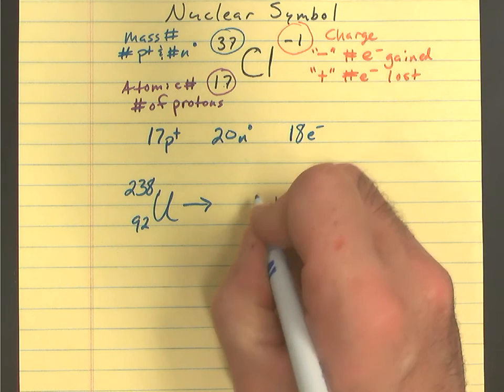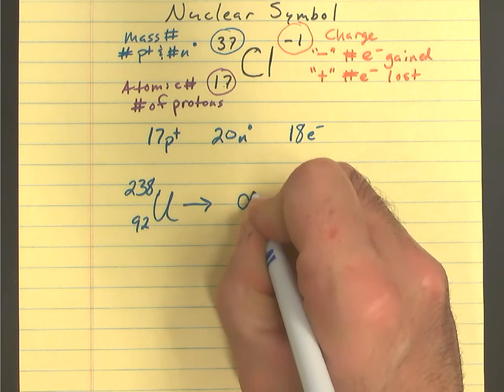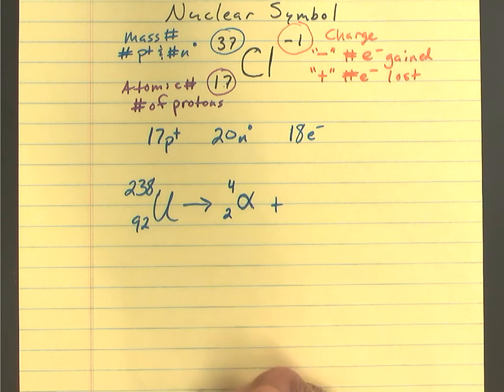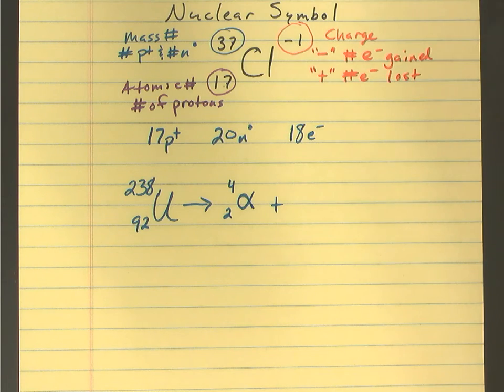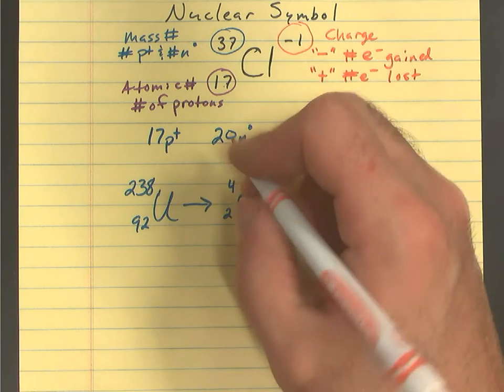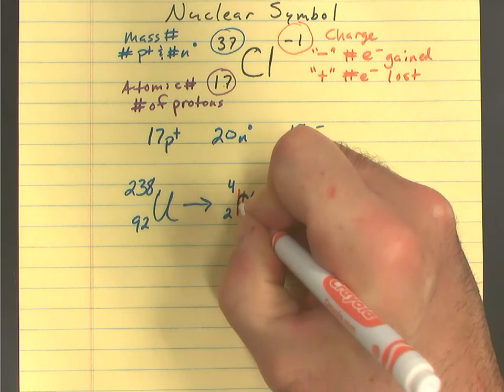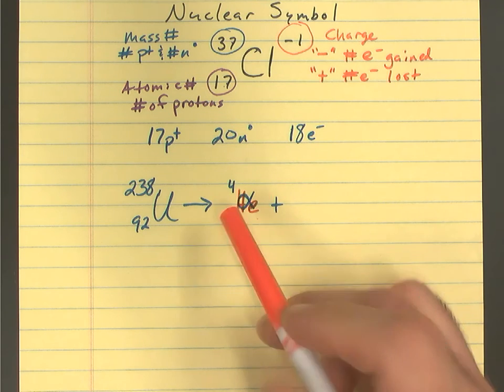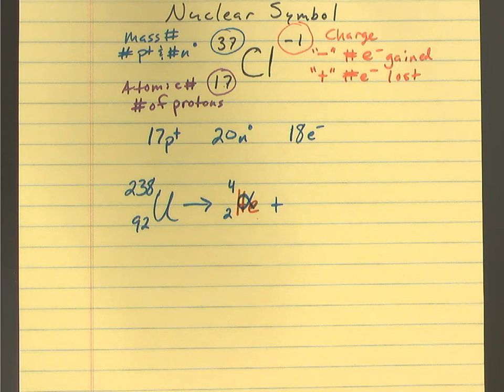The first thing they saw was the particle that had a mass of 4 and an atomic number of 2. That's called an alpha particle. Sometimes you'll see an alpha particle written as He 4 2. So what the alpha particle is would be a helium nucleus. 4 total particles emitting out, 2 of them protons, 2 of them neutrons.